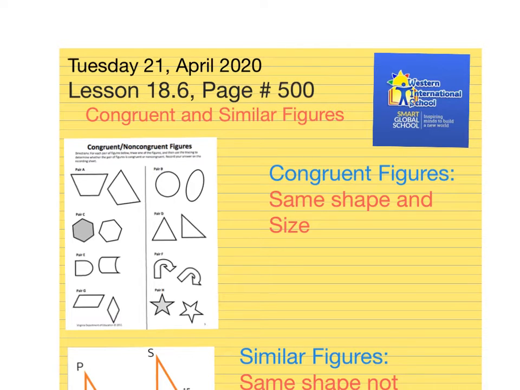The lesson for today is about congruent and similar figures. You will discover that this lesson will be very simple for you. The main idea for this lesson is to understand two different definitions, congruency and similarity. Okay, let's go with the first one.